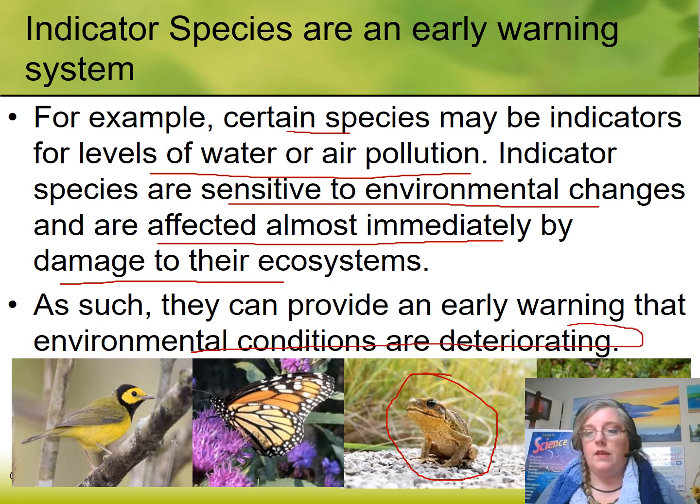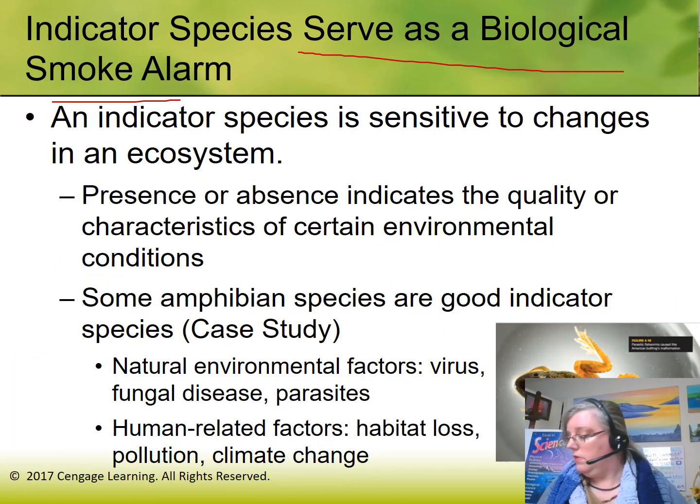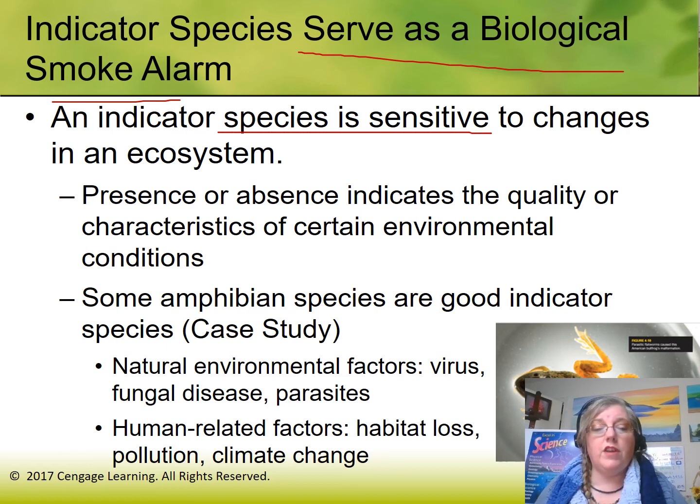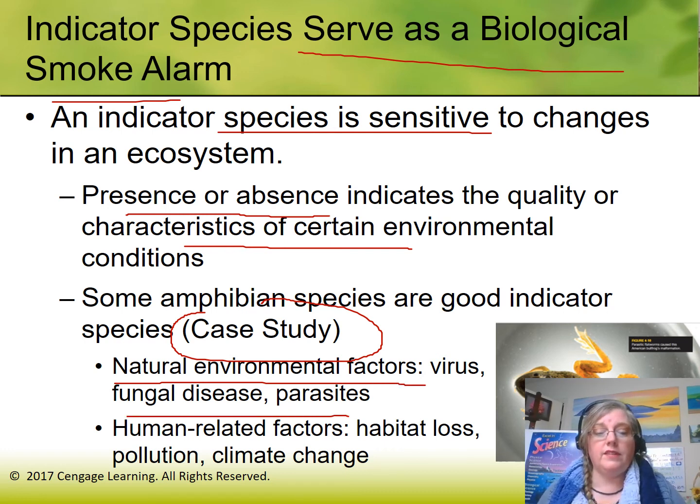They serve as a biological smoke alarm. The indicator species are very sensitive to changes in the ecosystems. Their presence or absence will indicate the quality of the characteristics. Our case study, like I said at the beginning, the frogs are very good indicator species. They can show natural environmental factors, virus, fungal disease, and parasites.